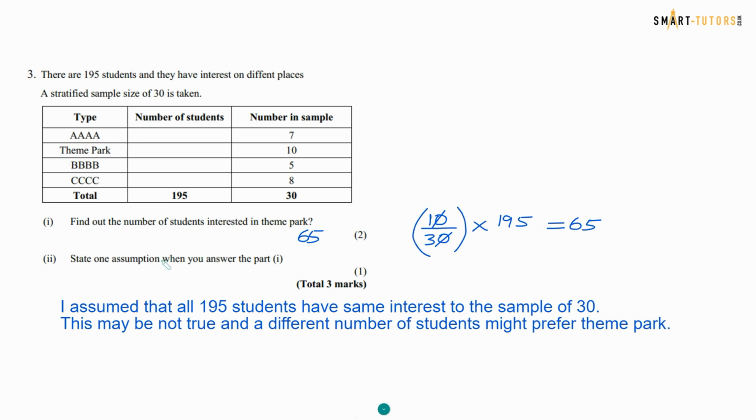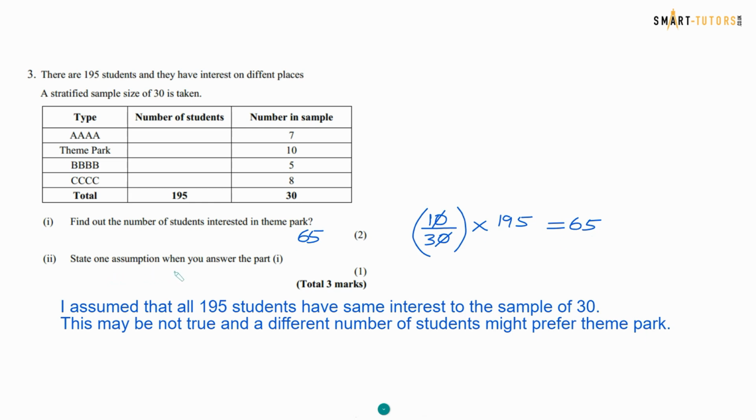So the question asks to find out the number of students interested in the theme park in the population. So that means in the sample 10 out of 30 people like the theme park. That means times 195, use the calculator, 195 divided by 3, it's 65.